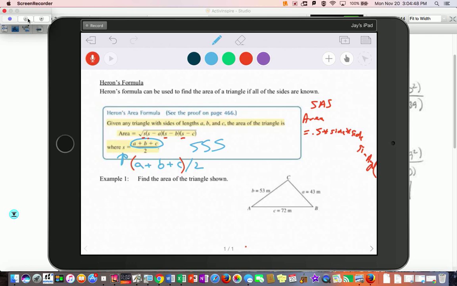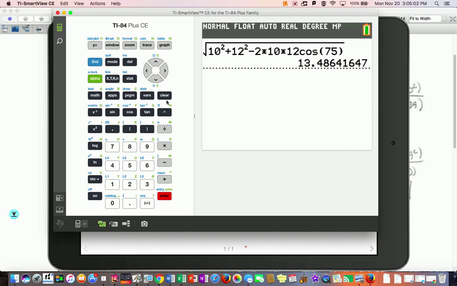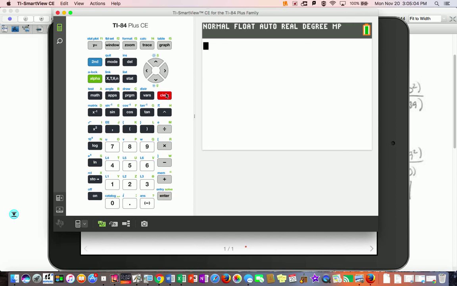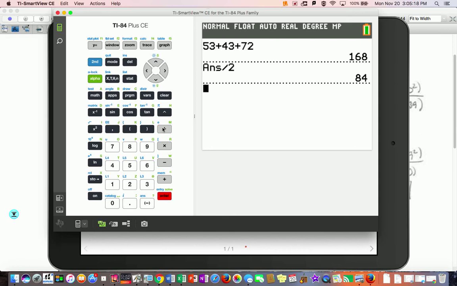So we can go ahead and find S by taking 53 plus 43 plus 72 and divide by 2. So go to the calculator and add those up. So let's go ahead and clear out. So 53 plus 43 plus 72. So like I said, maybe hit enter before you divide by 2. And so we're getting 84.